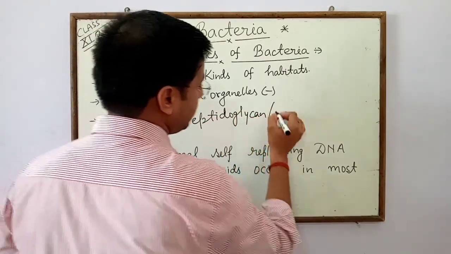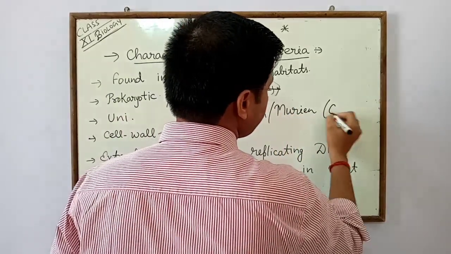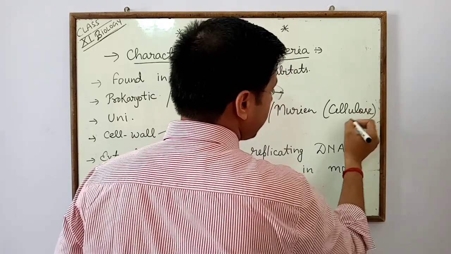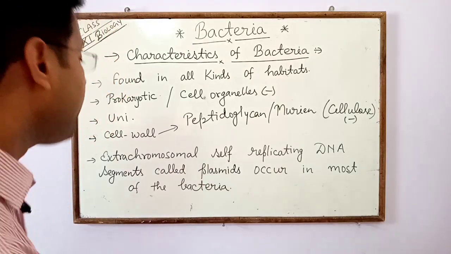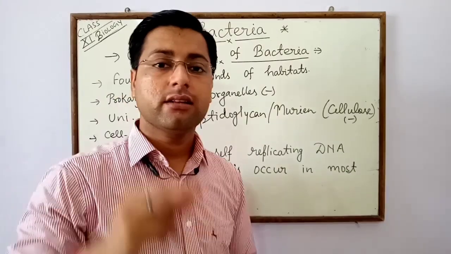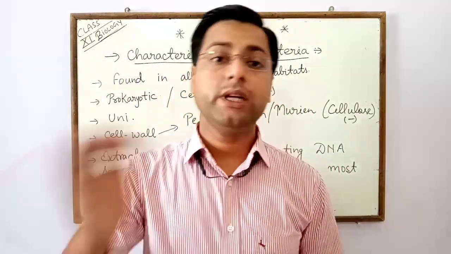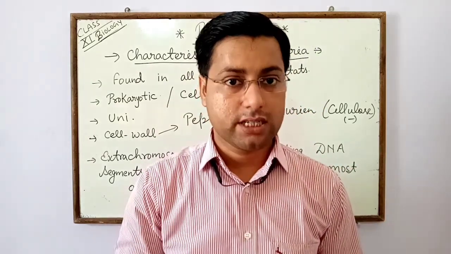Peptidoglycan is murein, which means cellulose is not present in the cell wall of a bacterial cell. After that, in a bacterial cell there are two types of DNA present: its own DNA, that is bacterial DNA, as well as plasmids.